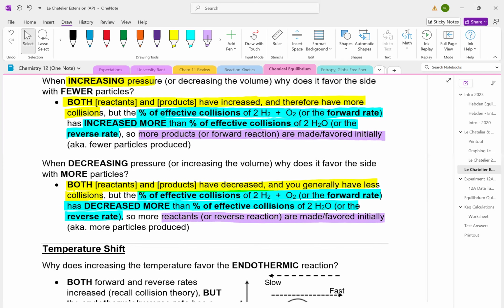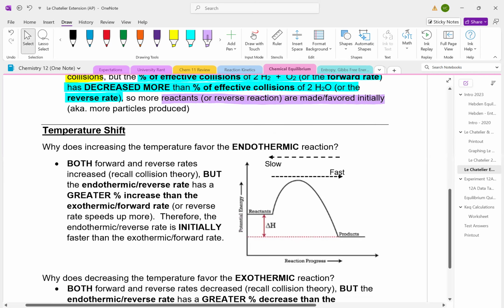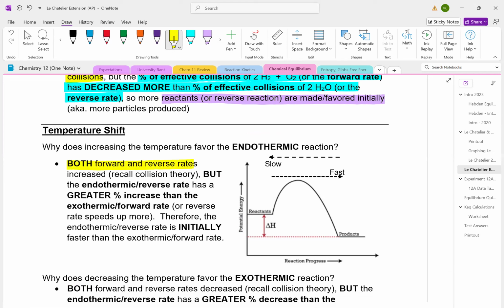Now, for the temperature shift, why does increasing the temperature favor the endothermic reaction? Again, it has to do with rates. Both the forward and reverse rates have increased, but the endothermic reverse rate has a greater percent increase than the exothermic or forward rate. Therefore, initially, the endothermic reverse rate is faster than the exothermic or forward rate.